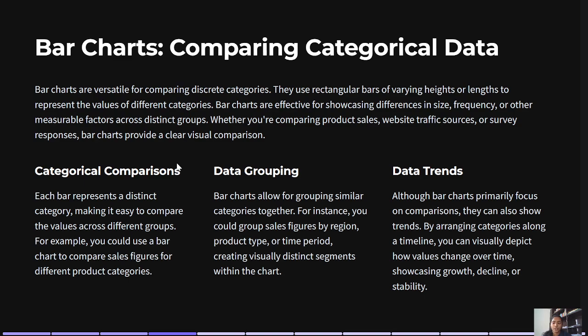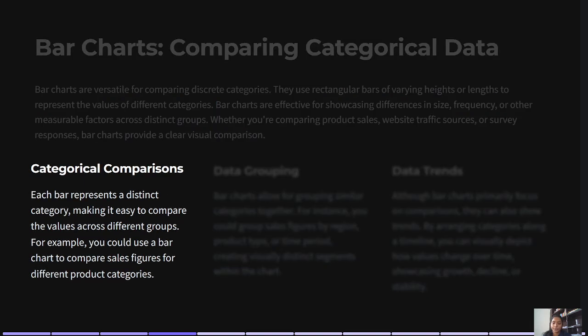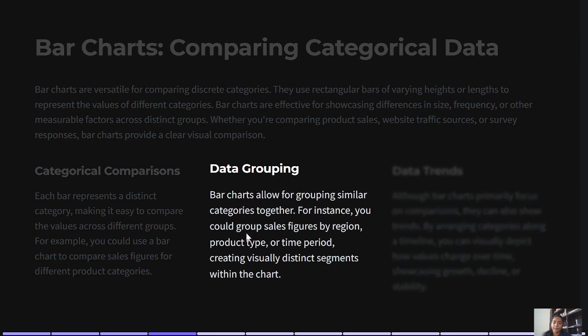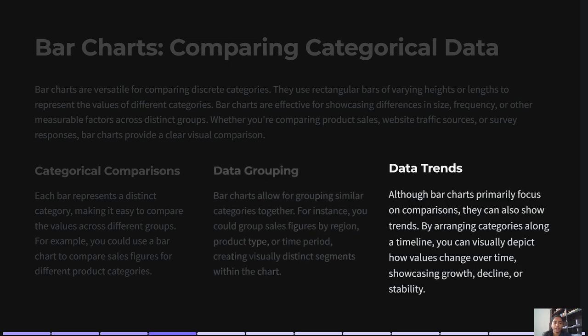Categorical comparison. Each bar represents a distinct category, making it easy to compare the values across different groups. For example, you could use a bar chart to compare sales figures for different products. Coming to data grouping. Bar charts allow for grouping similar categories together. For instance, you could group sales figures by region, product, or time period, creating visually distinct segments within the chart.